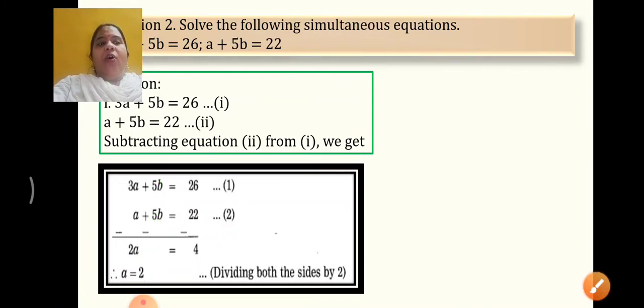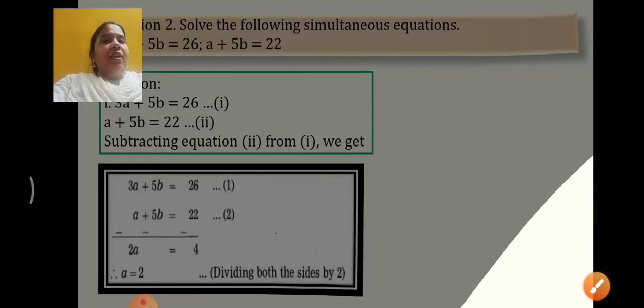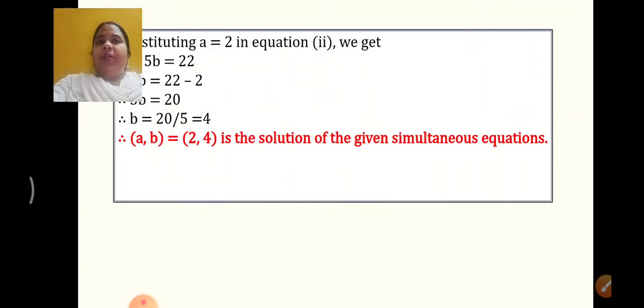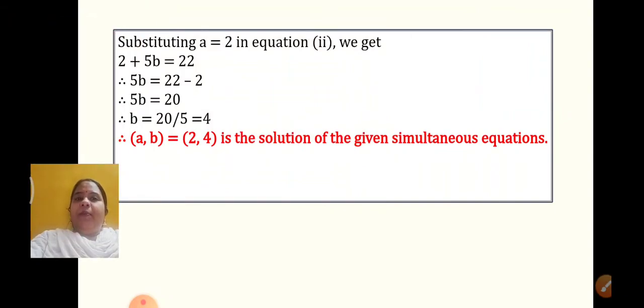Okay, all this type of sums we have already done last year, so just a quick revision. Now we have got one variable, we'll try to get the other one by substituting the value of a as 2 in equation 2 or 1, wherever you are comfortable. So we get 2 plus 5b is equal to 22. 5b will be 22, shift this to this side, it will become 22 minus 2. So 5b is equal to 20, b is equal to 4.